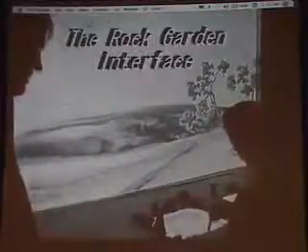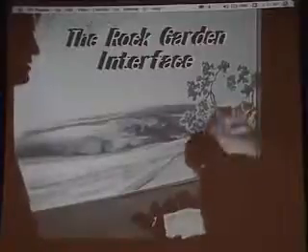Here is a rock garden interface. Catfish going to the here. Furthermore, the ink painting engine made by computer graphics can be virtually integrated with a rock garden interface.